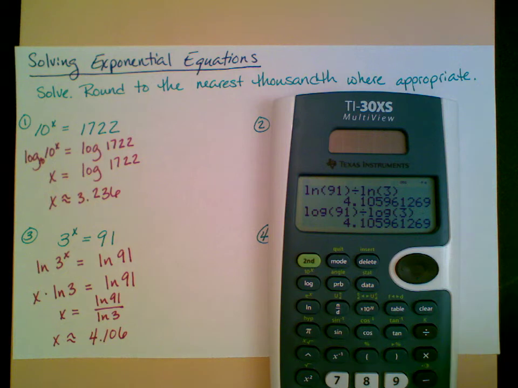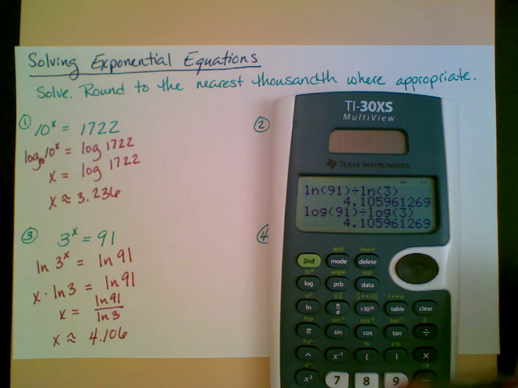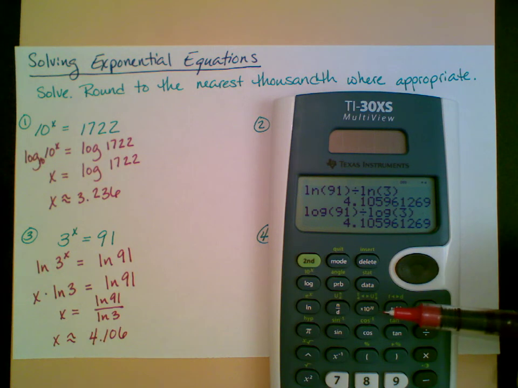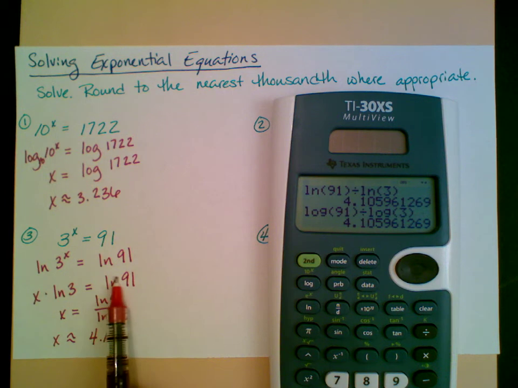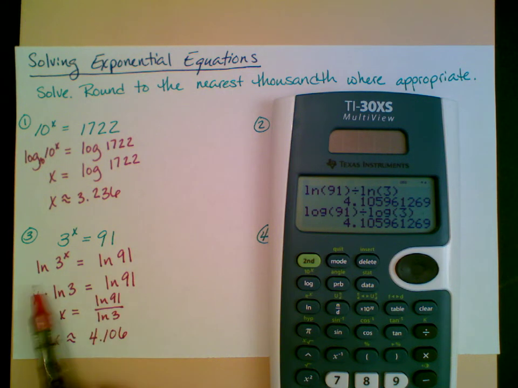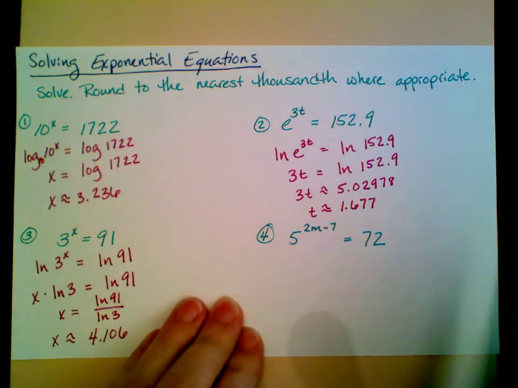Your calculator has these two buttons. You can use either one. The only thing you can't do is take a common log of one side and a natural log of the other. You have to take the log of the same base for both sides, but other than that, you can use either one. And you need to be comfortable using either one. But they will both work and give you the same answer.